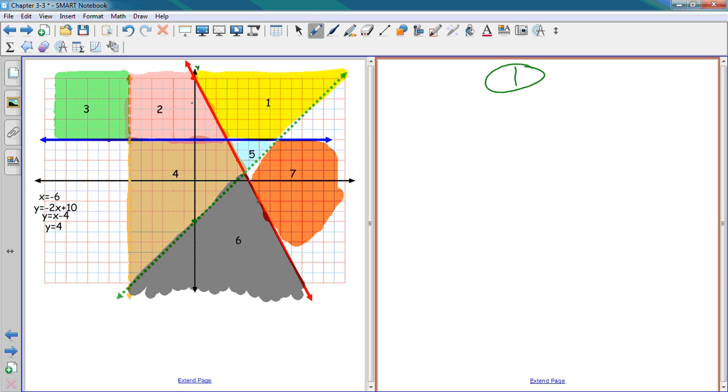Okay? I need systems of inequalities for region 1. Step number 1 says what? Match the equations with the correct line. Well, looking at my equations here, y equals 4. Where does y equals 4 go? Which equation, or which line represents y equals 4? The purple or the blue? I don't know what color that is. Y equals 4 is the blue one, the purple one.